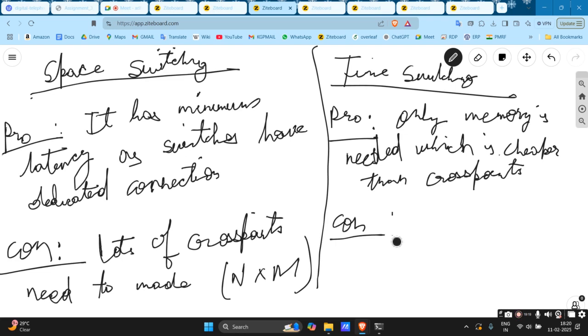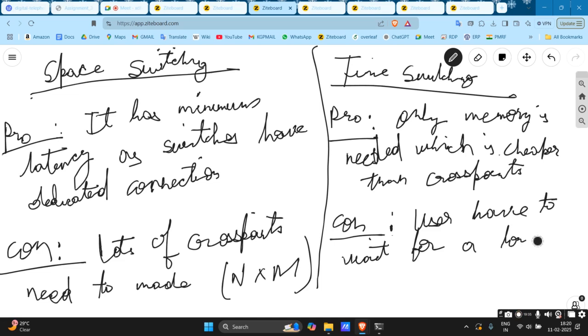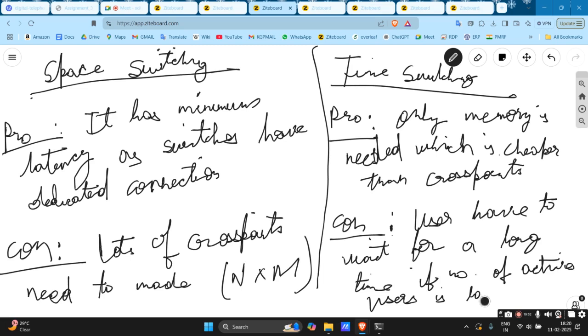And what is the con? The con is that users have to wait for a long time if the number of active users is large. So you have pros and cons of space switching and time switching.